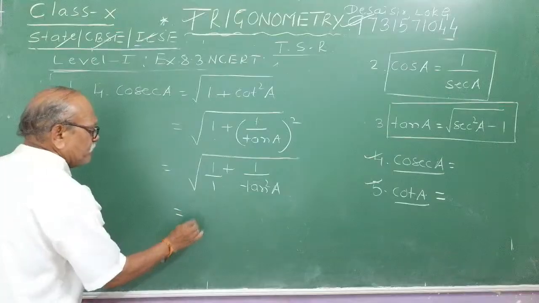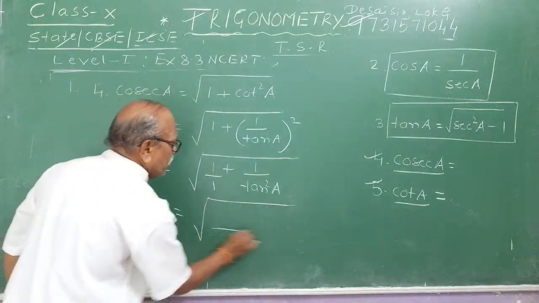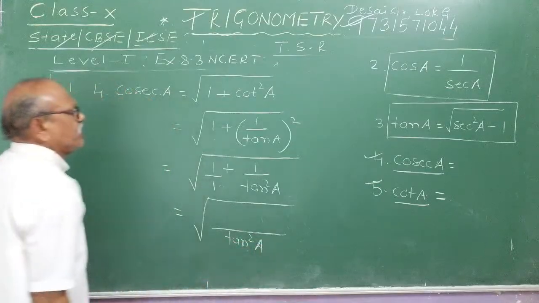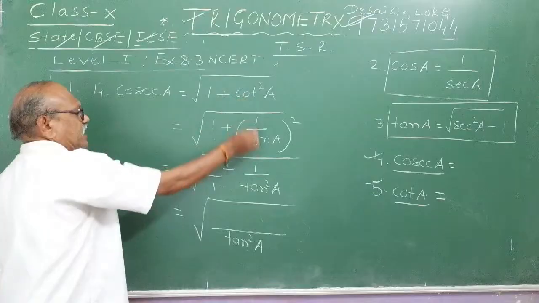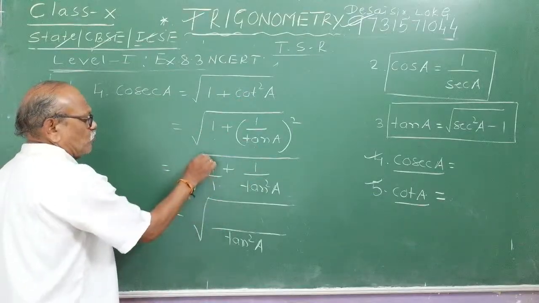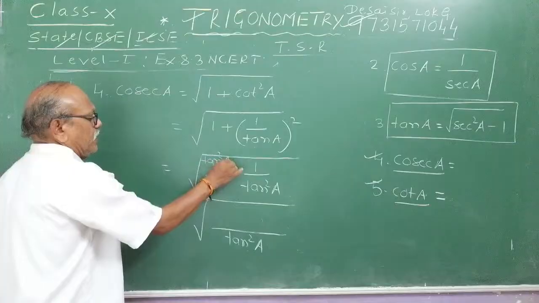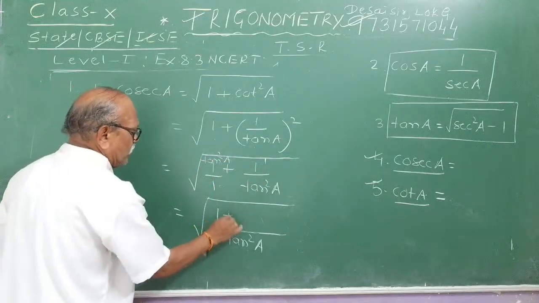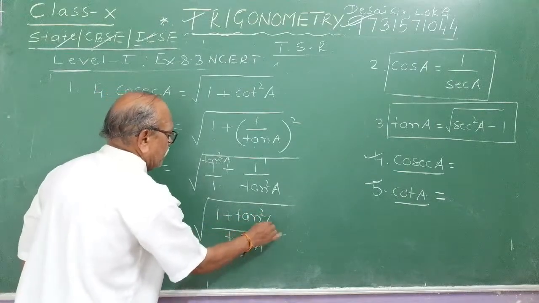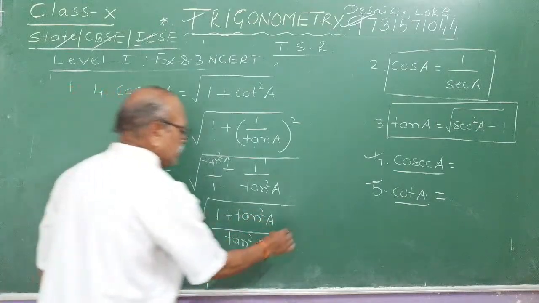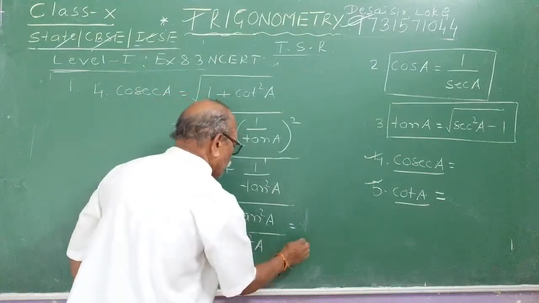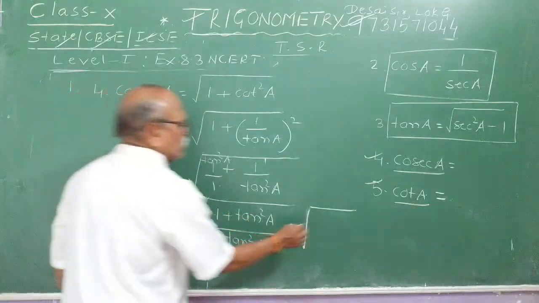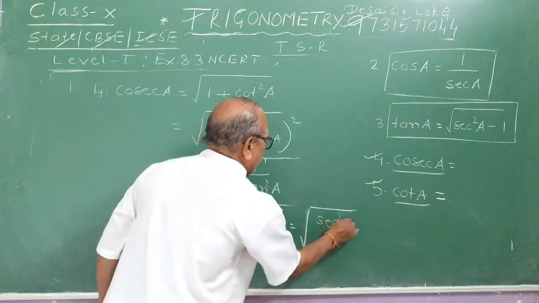Now you take LCM. LCM will be tan square a again, because tan and sec are related, therefore I converted, used cot in terms of tan. Then I am taking LCM: 1 into tan square a, tan square a into 1. You get tan square a plus 1, which can be written as 1 plus tan square a. Right? You can write root of. Now check the identity. What is 1 plus tan square a equal to? Is it not sec square a?